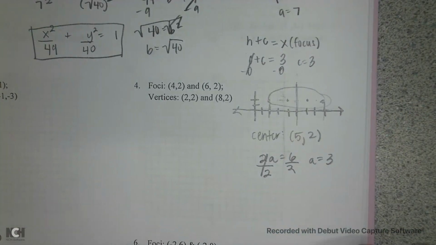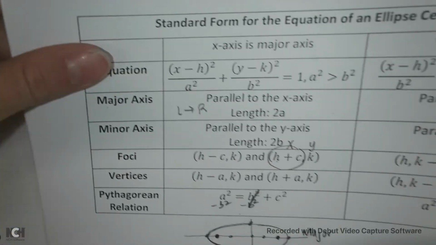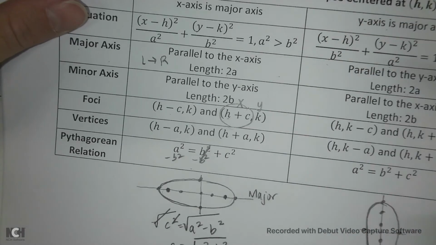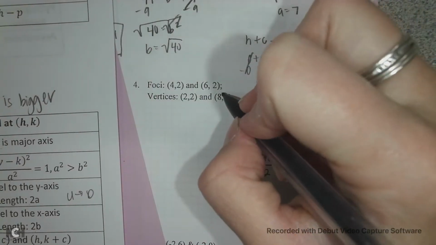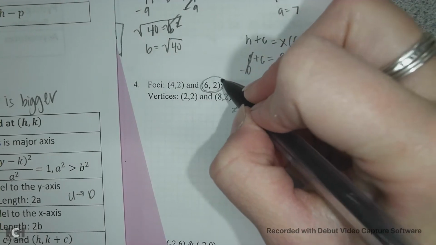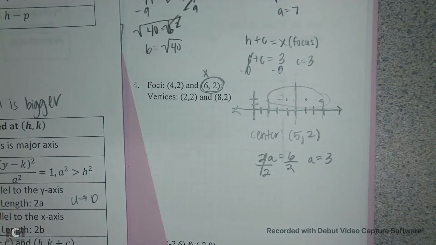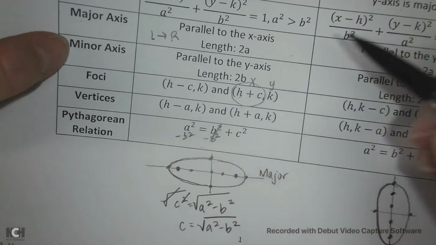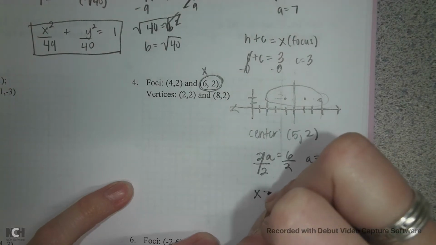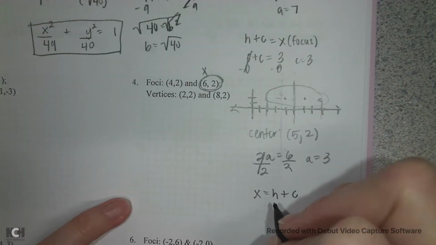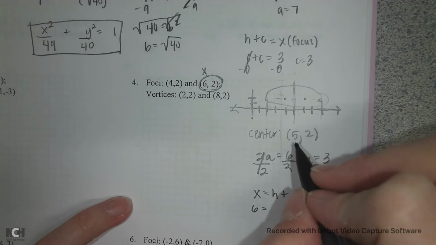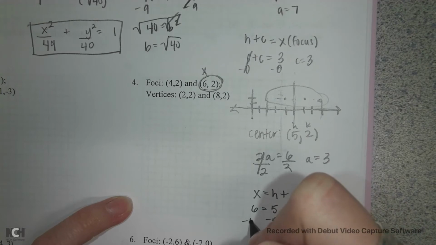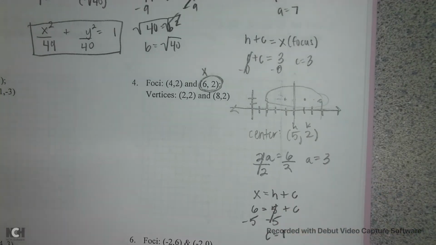Okay, now we are going to pick, so we're still looking on the first one. We're looking at the bigger ordered pair, the more positive one. And that would be this guy for the focus. And my x value is 6. So the x value of my focus equals h plus c. So x equals h plus c. Well, my x value is 6 and my h, remember it's (h, k), is 5. Minus 5 on each side, and c is equal to 1.